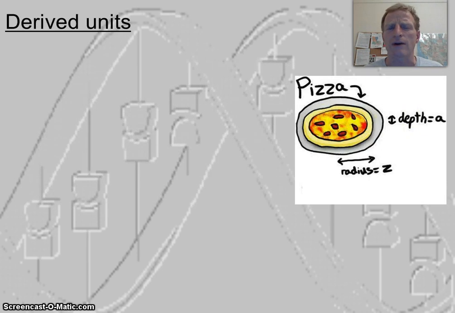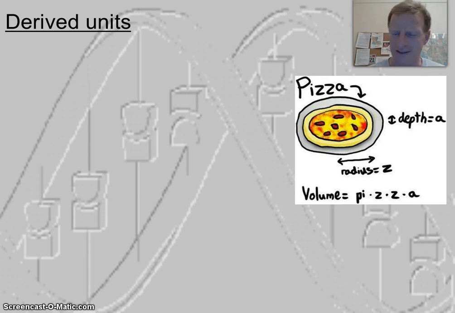Okay, let's talk about derived units now. A derived unit is when you have to incorporate more than one unit to figure something out. So for example, if I want to figure out the volume of this pizza I'm going to eat for lunch, and I know the radius is z and the depth is a, to calculate the volume you've got pi times z times z times a, which spells pizza. Isn't that cute? But anyway, that's how you would calculate the volume of a cylindrical object like a pizza, right?